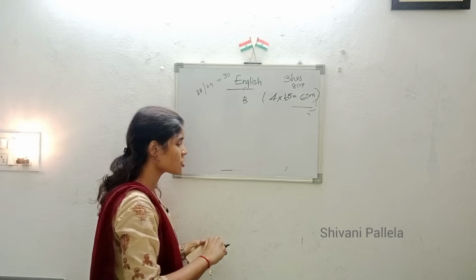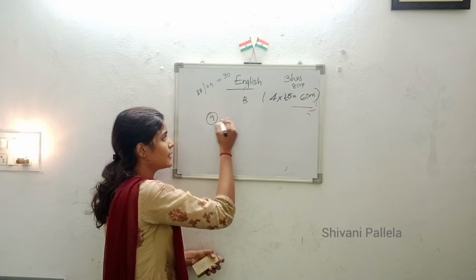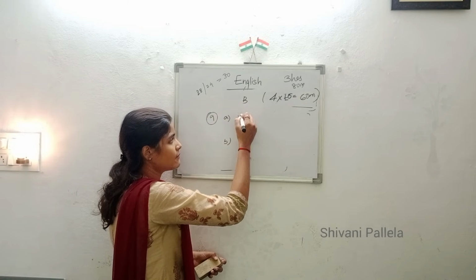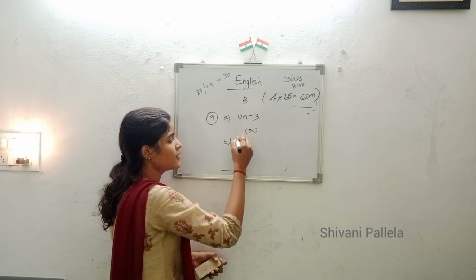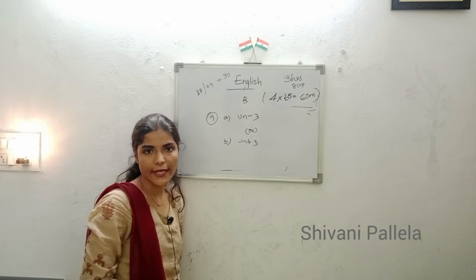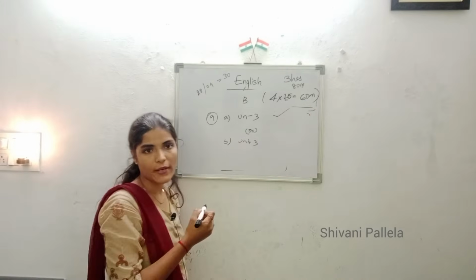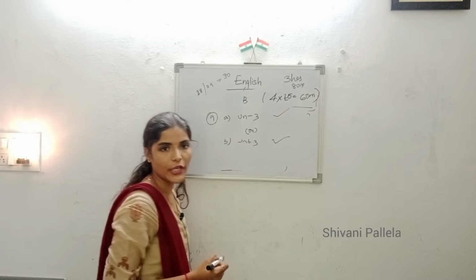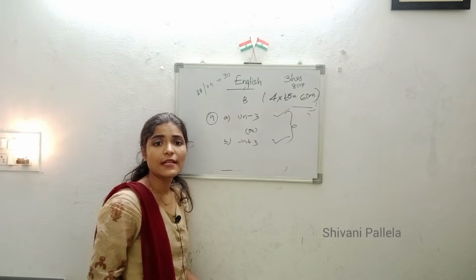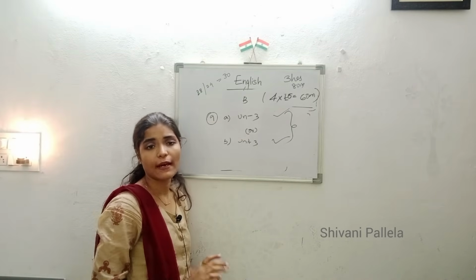So 9th question will come from 9th A, 9th B, right? Unit number 3, whatever you are having, unit number 3, you are having 2 lessons. Poem and poetry, right? Here the first question will come from poem and the second question will come from poetry. In this also you need to prepare any 1 summary. So overall 3 summaries you are learning according to your choice.